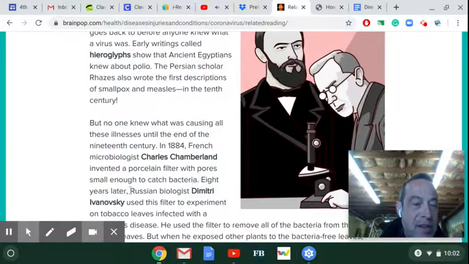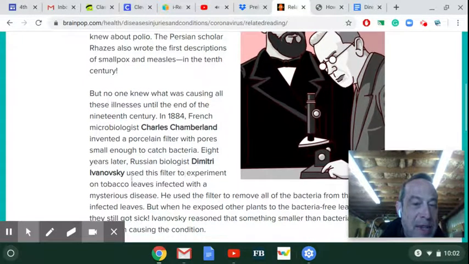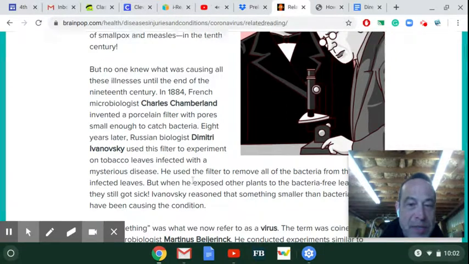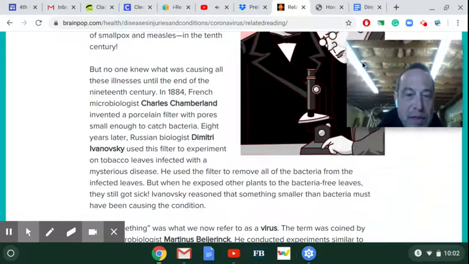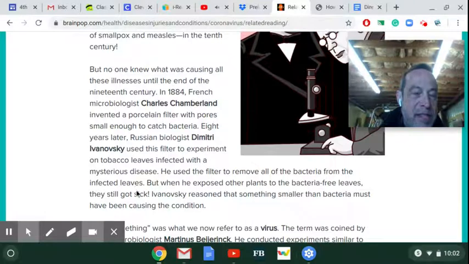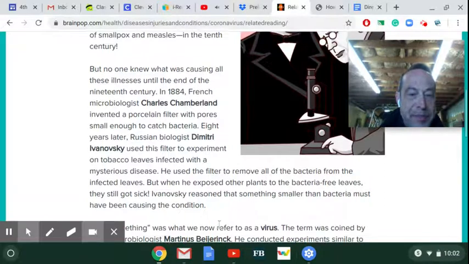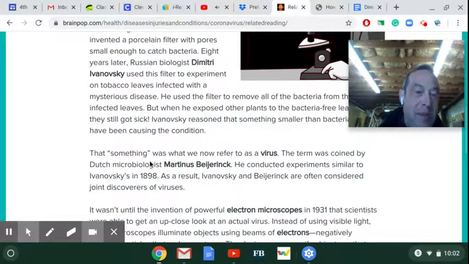Eight years later, Russian biologist Dmitry Ivanovsky used this filter to experiment on tobacco leaves infected with a mysterious disease. He used the filter to remove all of the bacteria from the infected leaves, but when he exposed other plants to the bacteria-free leaves, they still got sick. Ivanovsky reasoned that something smaller than bacteria must have been causing the condition. That something was what we now refer to as a virus.